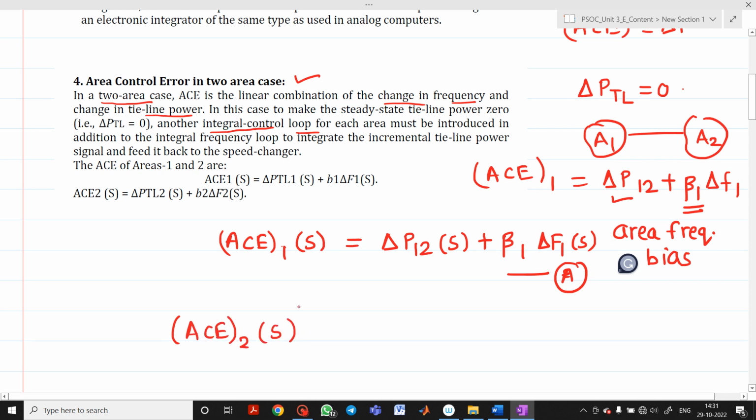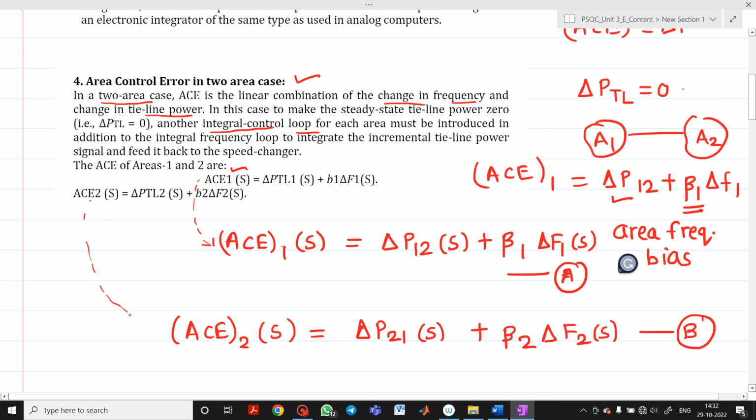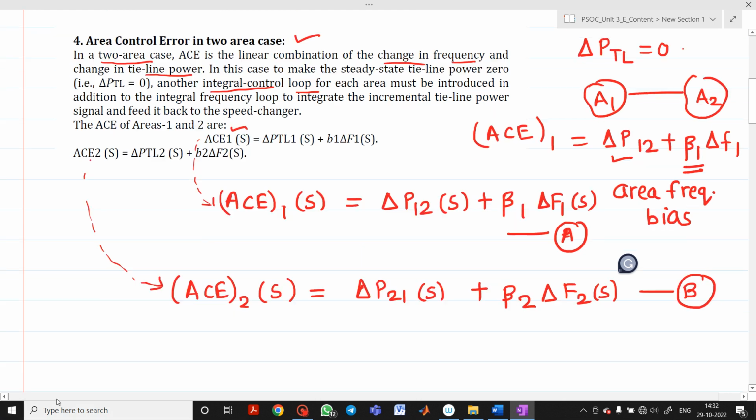Directly I am going to write it in Laplace form, which is equal to delta P21 of S plus beta 2 into delta F2 of S. Treat this as equation number 2. So here we have seen how we can write this. Therefore this is the difference between ACE in the single area and two area.